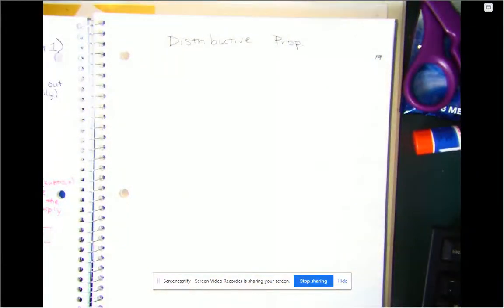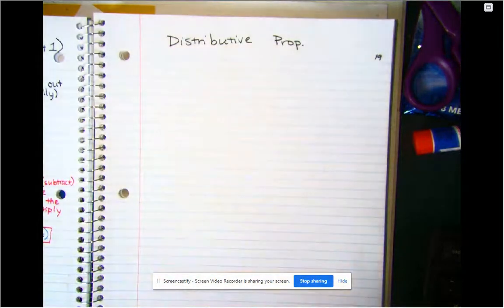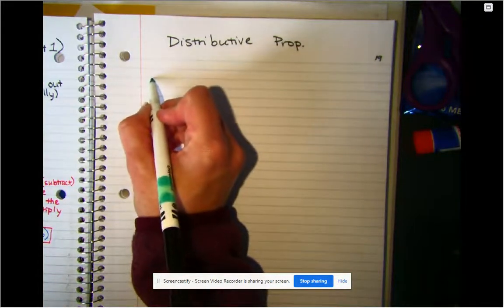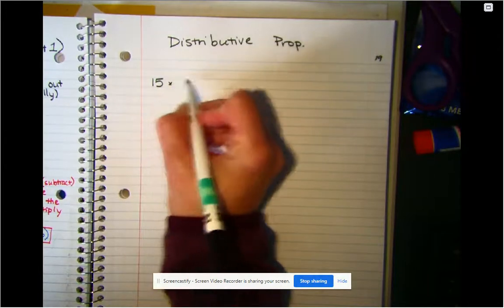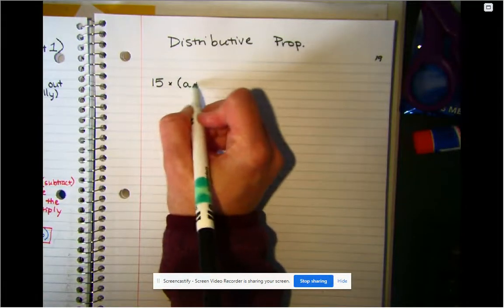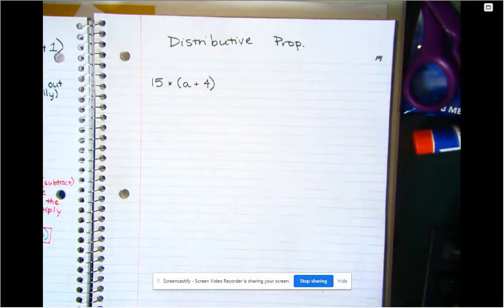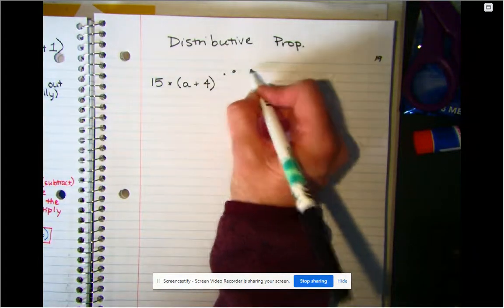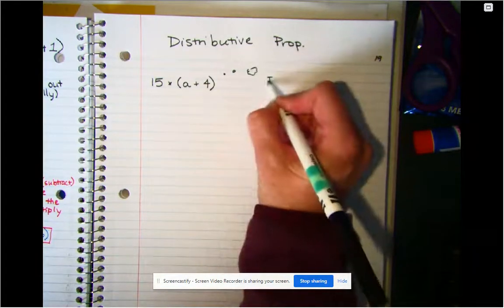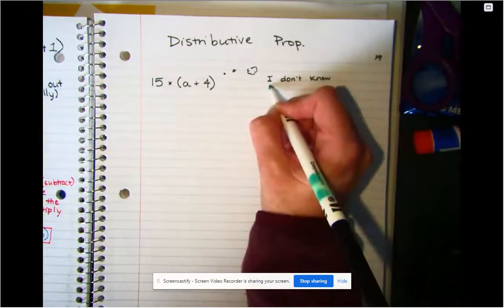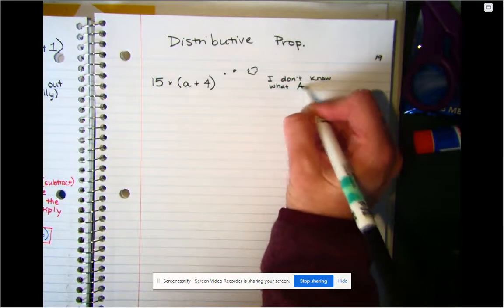sometimes we get a problem where we can't do the addition first. We're trying to simplify the expression and we can't do it yet. So let's say we get the problem 15 times a plus 4. Now, we don't know what a plus 4 is because we don't know what a is. Draw a little speech bubble. I don't know what a is.